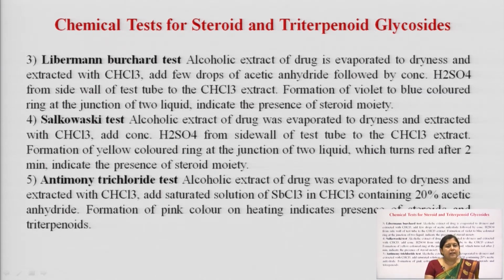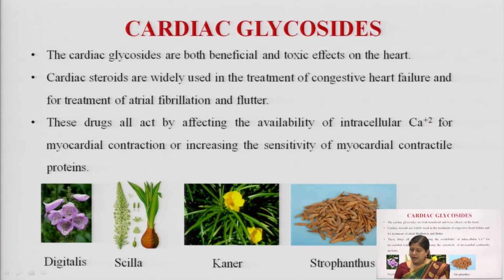The third test, that is the antimony trichloride test, again we will take the alcoholic extract, evaporate it to dryness, add chloroform, and then we will add a saturated solution of antimony trichloride along with chloroform and 20% acetic anhydride. So, we have the formation of a pink color, and this particular pink color on heating shows the presence of steroids and terpenoids. The next category is that of the cardiac glycosides.